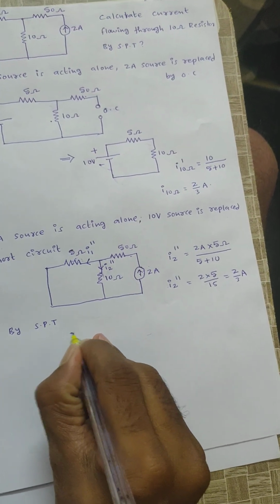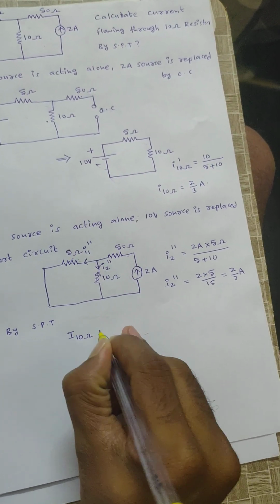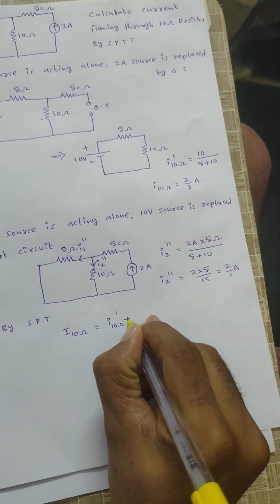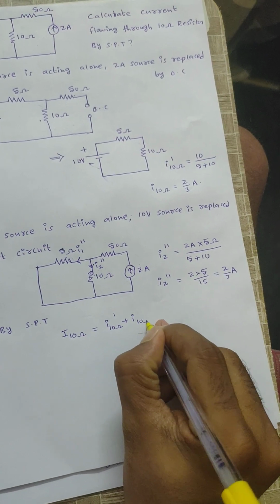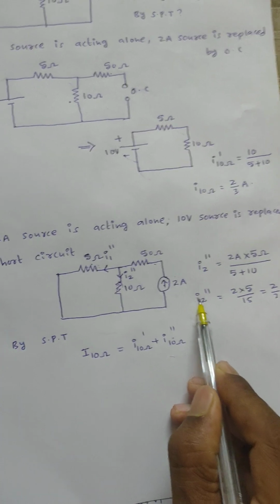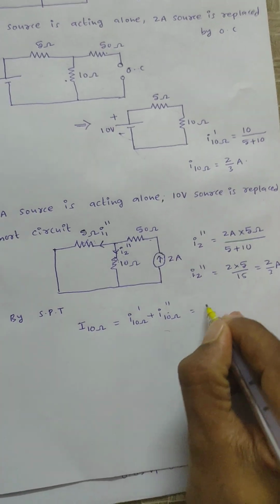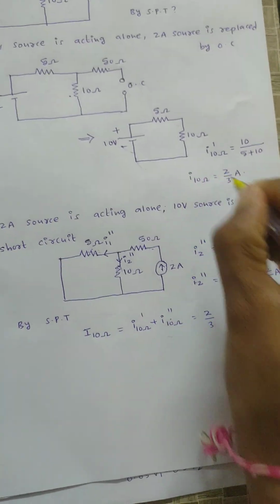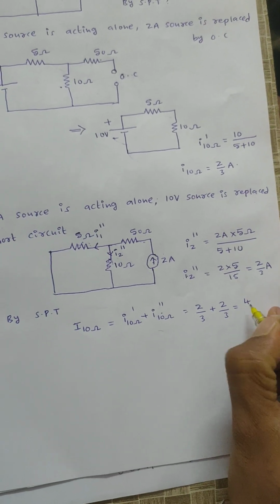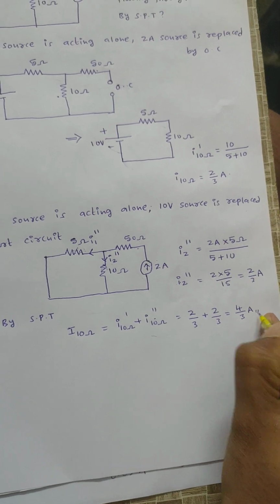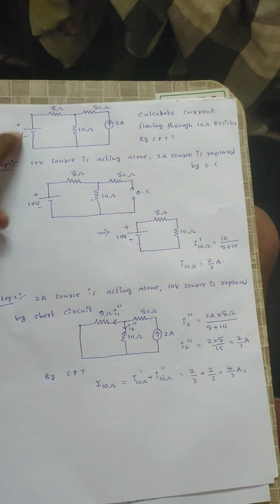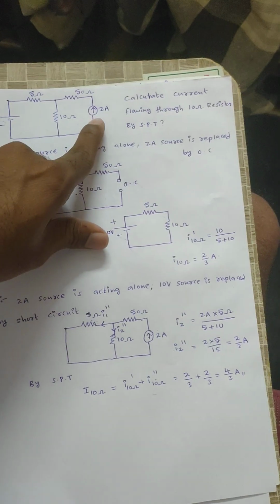Then by superposition theorem, the total current flowing through the 10 ohm equals the first case current, that is the current flowing through the 10 ohm dash, plus the current flowing through the 10 ohm double dash. See here, the current flowing through the 10 ohm double dash is nothing but I2 double dash. That is 2 by 3 for the first case, and the second case current is also 2 by 3. You will get 4 by 3 amperes as the answer. In this problem we have one voltage source and one current source, right?